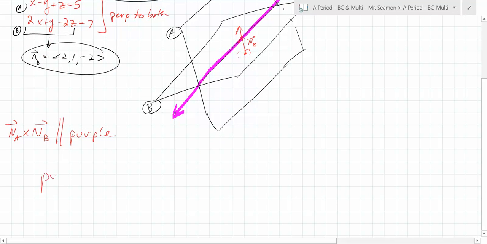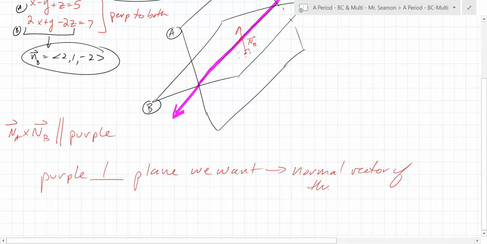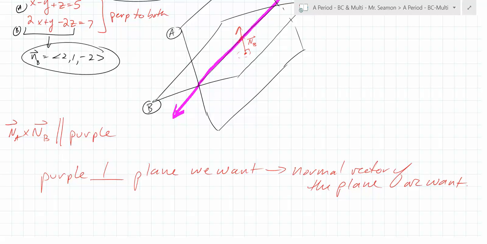And the purple, you know, is perpendicular to the plane we want. So therefore it's the normal vector of the plane we want, right? Are we okay so far? So we have a path to find the normal vector, and we have a point. What's the point we're using? Origin. You just plug it in. Okay.